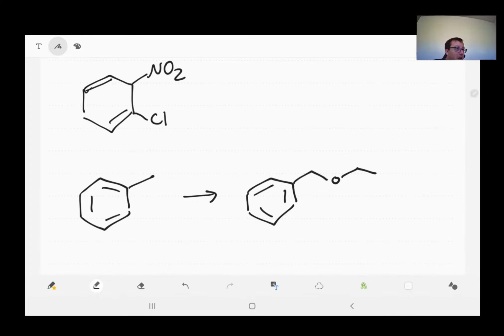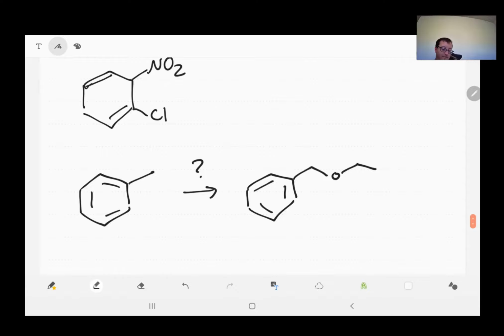So, how might we make something like this? Well, probably a good place to start, as always, is to see what's the same and what's different. So our original carbon skeleton is 7 carbons. Ooh, wow, let me undo that. That was so ugly. Okay. This blue part is identical on both.